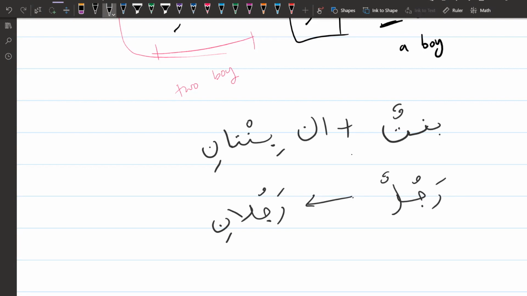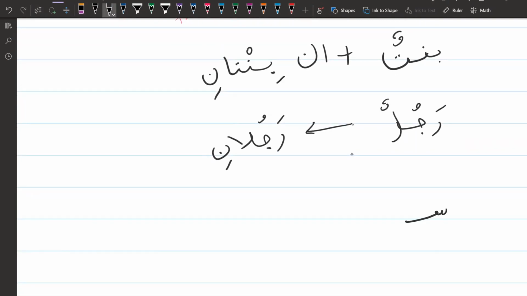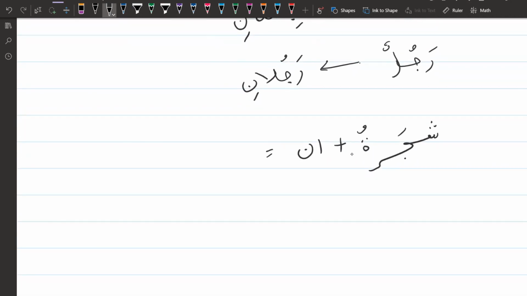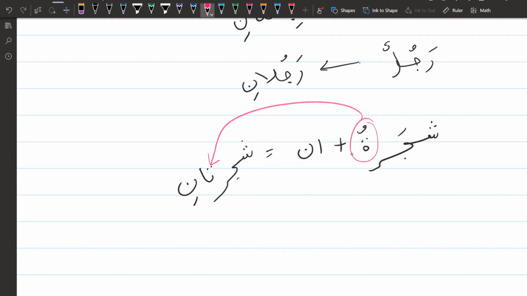There is no exception. So what happens, for example, when you have shajara? Shajaratun. We add alif and noon. Nothing happens, everything is the same. Shajaratani. The only thing is that you have to see this ta marbuta. It changes into your standard open ta. Why? If you understand, the ta marbuta cannot come in the middle. Ta marbuta is only at the end. Now that this ta is not at the end, it becomes your normal ta. That is only how you write it, but the pronunciation is the same. Shajaratani. So you pronounce the ta.